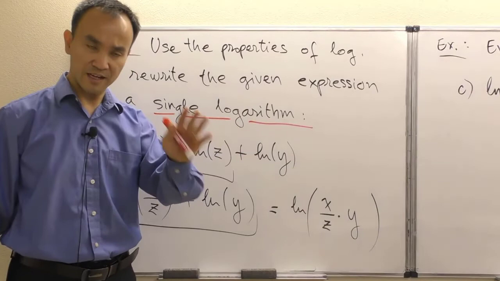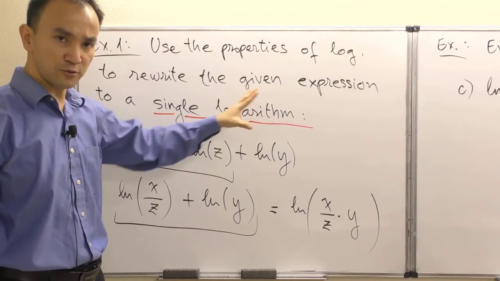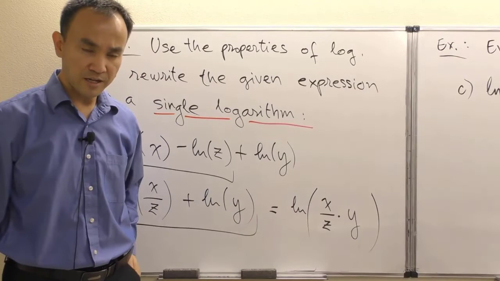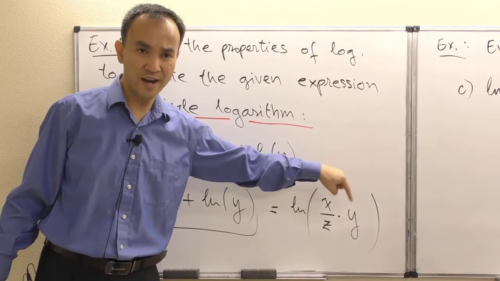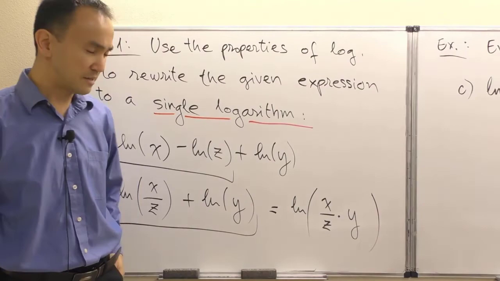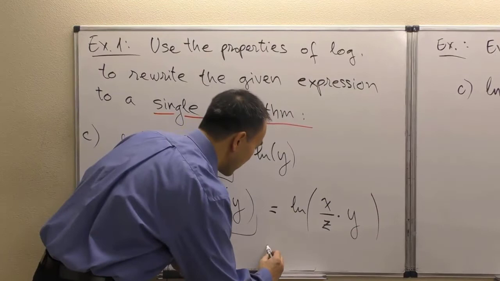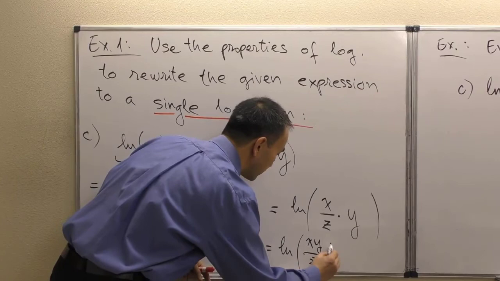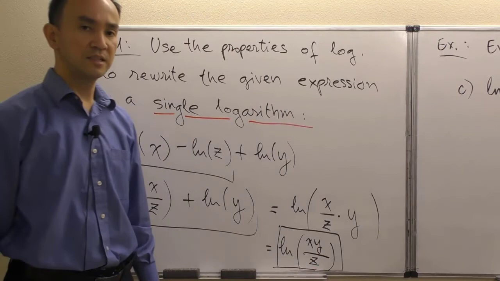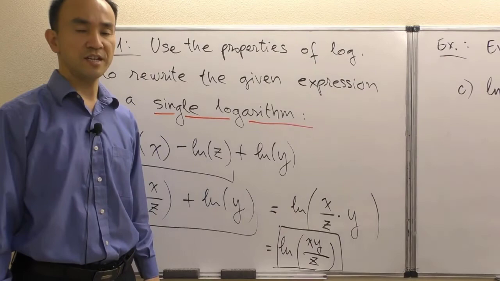At least as far as the goal, I have successfully rewritten the starting expression into one single logarithm. But I'm not feeling pleasant with the way this current expression is written inside of my logarithm, even though it's already one logarithm. So now I'm going to rewrite this. All of that can be rewritten as one logarithm of xy over z, the natural log of xy over z. And that is where I can put my final answer.